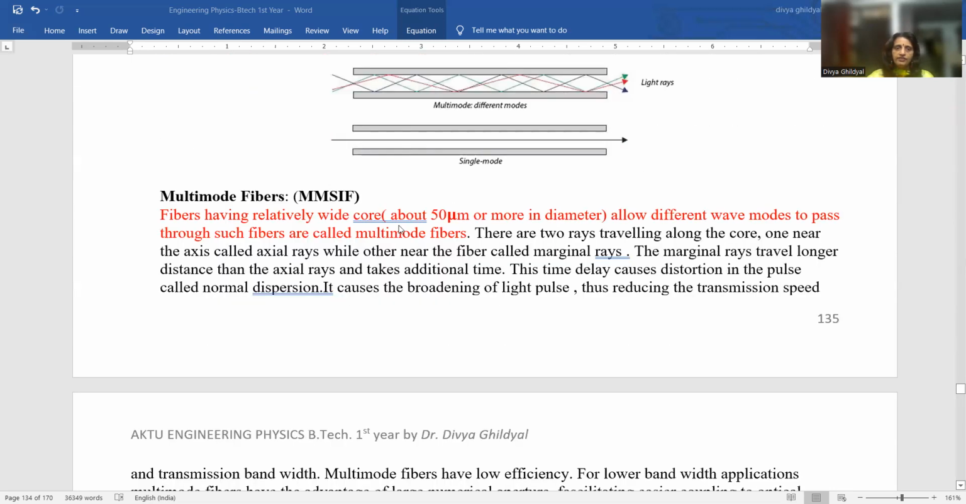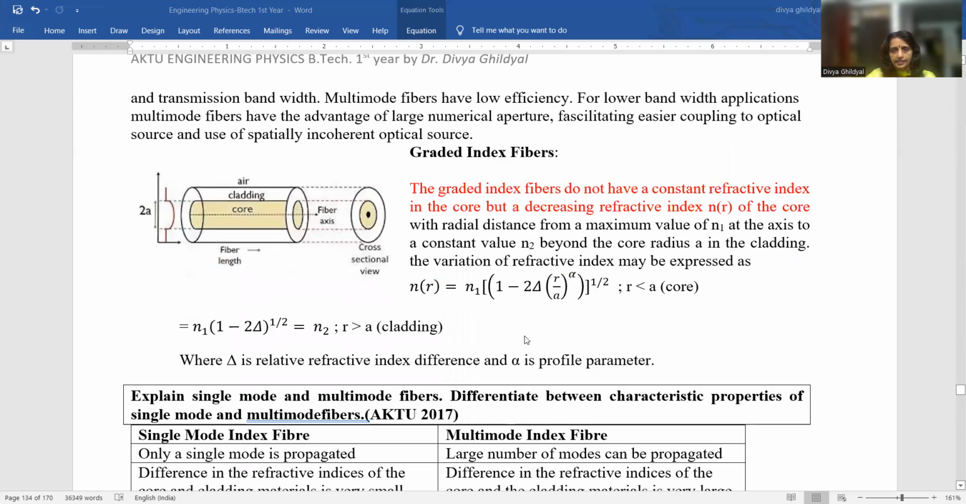Multi-mode fibers have a relatively wide core, and they allow different modes to pass through them, so they are called multi. Multi in English means many. So there are two kinds of rays traveling along the core, one near the axis called axial rays, whereas the other are called the marginal rays. The marginal rays will travel longer compared to the axial rays.